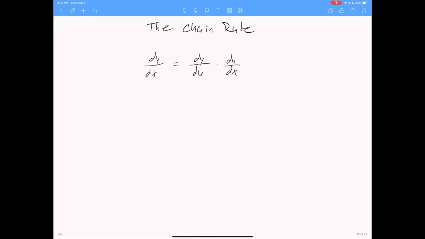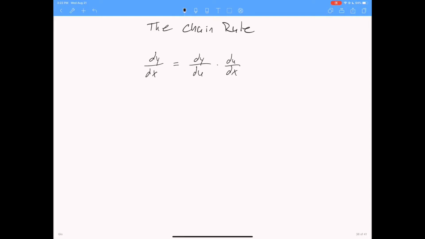Hello, in this video I'll explain the chain rule. So this is the chain rule right before you. Let me actually explain what this is saying. The derivative of y with respect to x is equal to the derivative of y with respect to another variable, let's say u, times the derivative of u with respect to x.